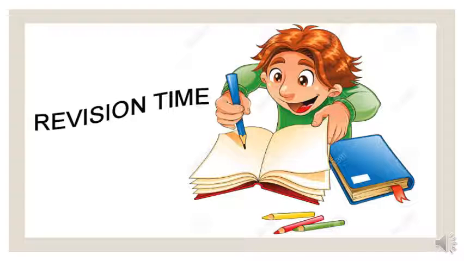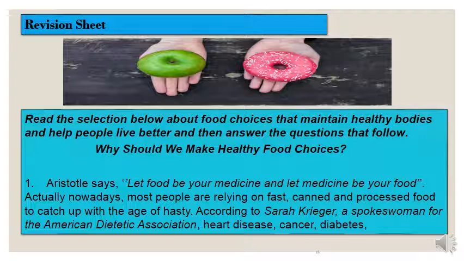Okay, now we move to the revision time. Of course, I have told you that there is a worksheet that we have to revise to solve in order to wrap up all the objectives that we have covered. Okay, this is the revision sheet. This is the selection. You have to read it and you have to solve the exercises. We will solve the exercises together on Monday, but I hope that you all read the text at home. I will read it for you and we will explain it on Monday.